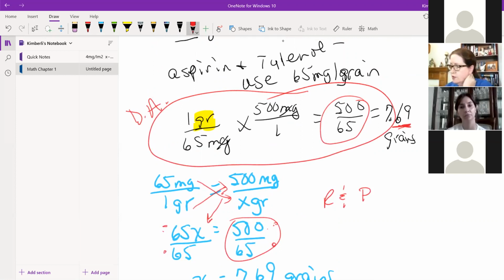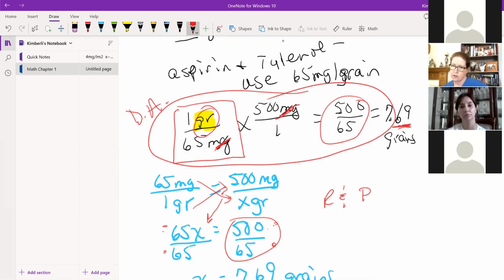So what you're doing is you're taking your conversion factor, 1 grain in 65 milligrams, and you're putting whatever you're looking for on top. You're looking for grains. Then you're going to multiply by what you already know, which is that you have 500 milligrams, and the milligrams are going to cancel each other out. So they also call this method unit cancellation method, okay?